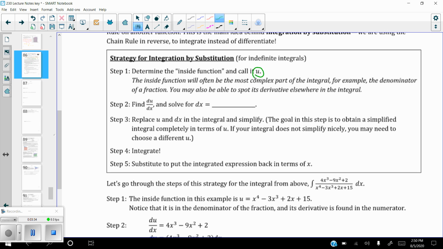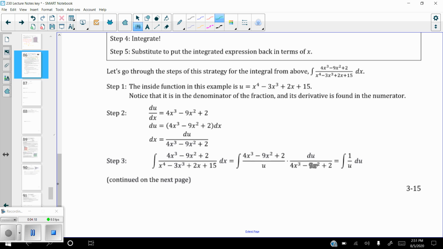Then you're going to find du/dx. Basically, you're going to take the derivative of that u function with respect to x, and then you'll solve it for dx. And again, we'll go through all these steps as we do examples. Then you're going to replace u and dx in the integral and then simplify the integral. The goal in that step is to obtain a simplified integral completely in terms of only u. If your integral does not simplify nicely, you might need to try to find a different u value or just a completely different method. Then you integrate, and then you substitute to put the expression back into terms of x, which is what you started with. All right, so let's go ahead and walk through an example.